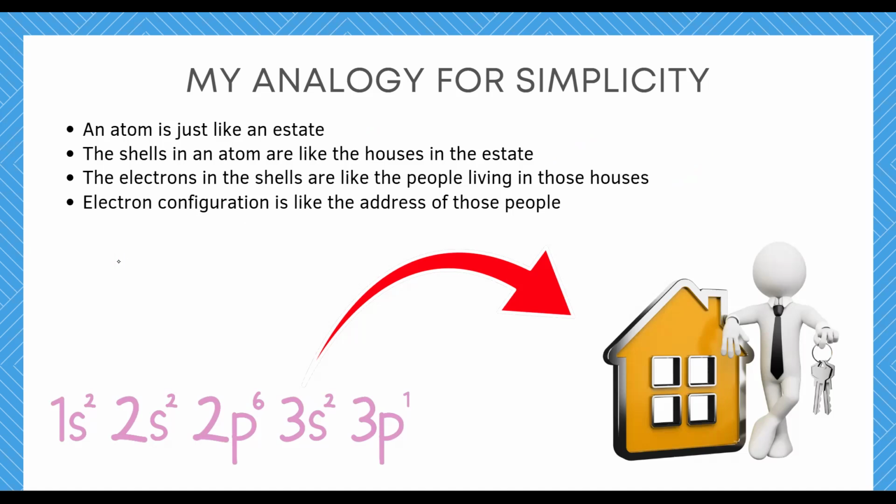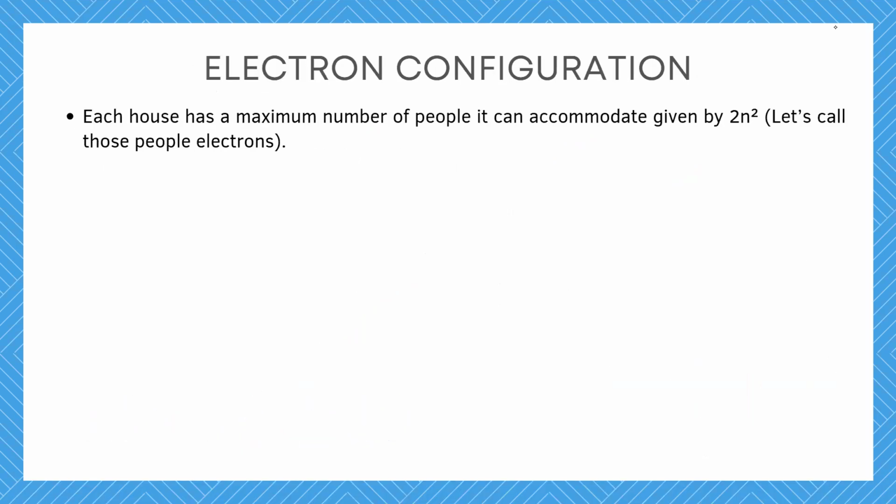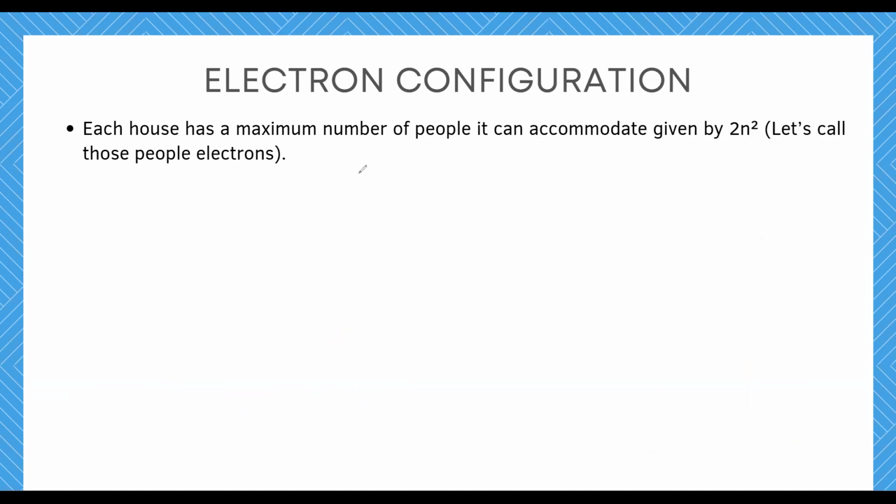Yes, sir. Is anybody confused about anything? Any questions? No, sir. All right. So we're going to be learning how to write the electronic configuration for atoms. So first things first, it is important to also know that just like the houses in an estate, each house has a maximum number of people that it can accommodate. For instance, let's say you go to any estate and then you say, okay, I want to rent this house. The landlord will tell you, okay, when you rent this house, only 8 people are permitted to live inside this house.